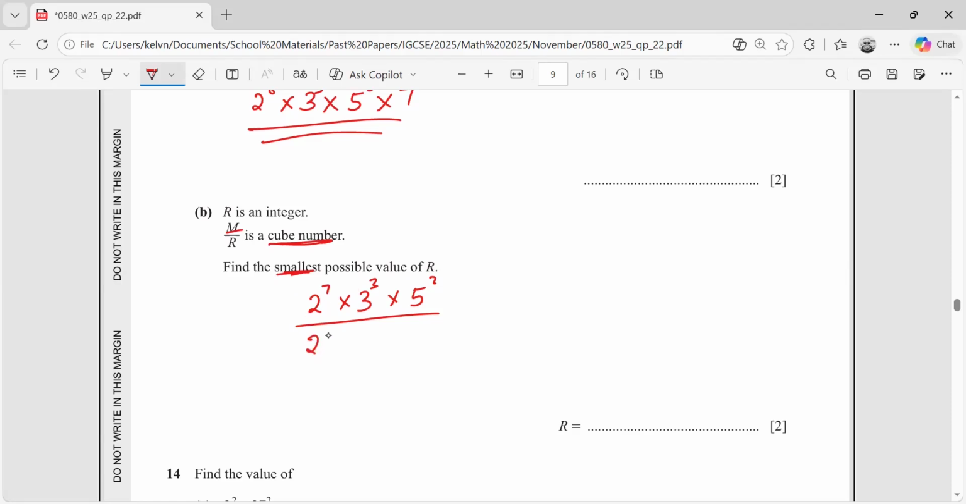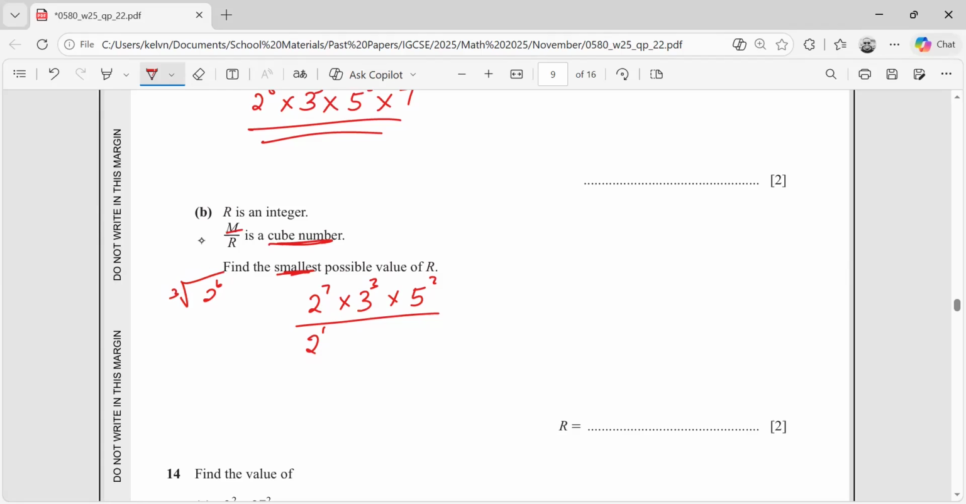I can just divide by 2, by 2 power 1. The reason I'm doing this is because I know if I divide 2 power 7 by 2 power 1, it will subtract and I'll get 2 power 6. And 2 power 6 is a cube number, because if you try to do the cube root of this, you can actually get a cube root.